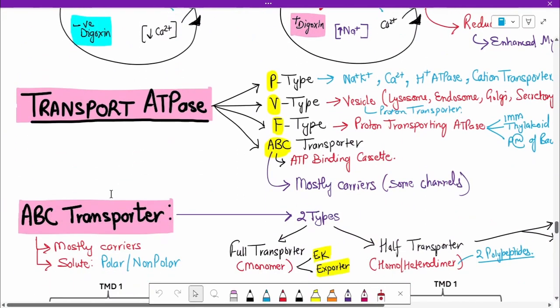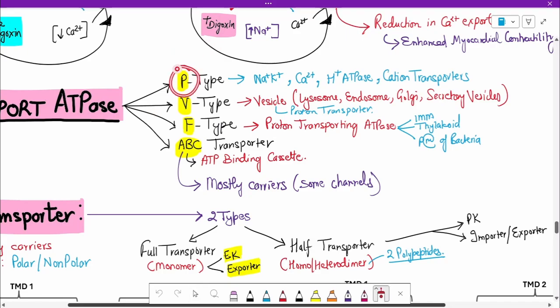Now we will see the fundamentals of various transport ATPases. We will briefly talk about these. Let's start with P-type pump. P stands for phosphorylation, okay, and the examples are sodium potassium ATPase, we have calcium ATPase, we have H positive or proton ATPase, and we have various types of cation transporters. V here stands for vesicle, and V-type ATPase is majorly found in vesicles, and it functions as a proton transporter. It can be found in lysosomes, endosomes, Golgi, and secretory vesicles.